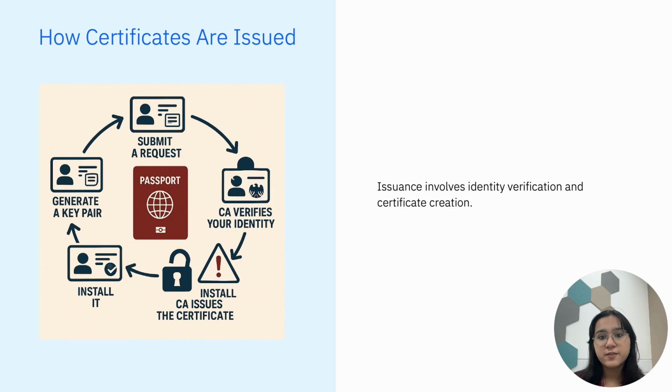Getting a digital certificate is a step by step process. First, you generate a secure key pair. Think of it as creating your unique signature. Then, you submit a request to the CA, who checks your credentials. Once verified, the CA issues your certificate and you install it on your system. It's a bit like applying for your passport. Fill out the forms, prove your identity, and then you're good to go.